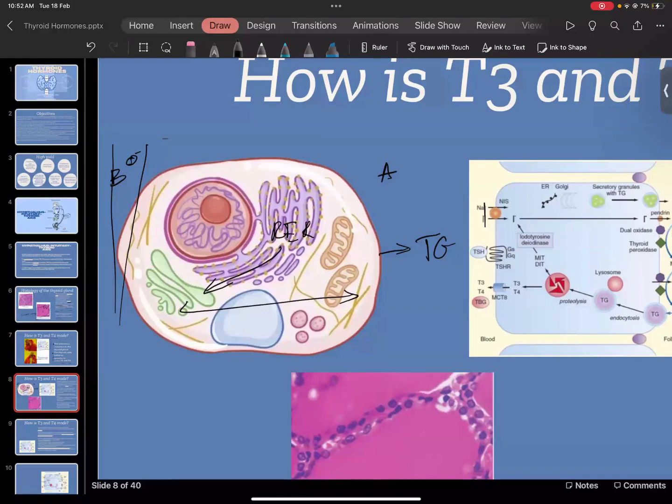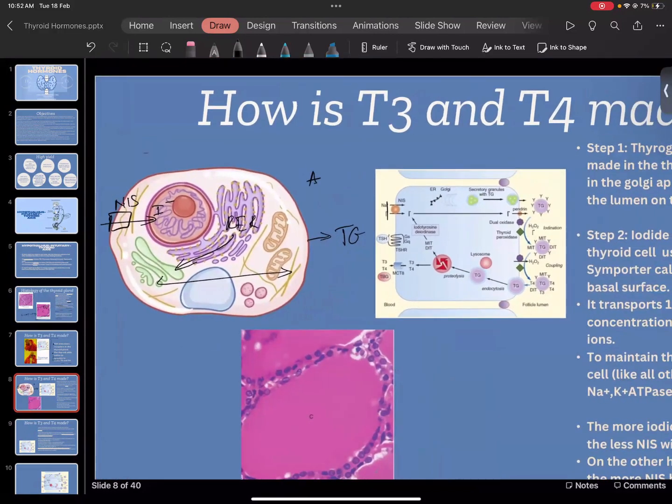The iodide reaches the thyroid cell, and it goes into the cell using a transporter called NIS. It's a protein transporter that takes in the iodide. N is for sodium, so Na. I is for iodide. And S is for symporter. So what does it do? It takes in 2 sodium ions and 1 iodide ion, and it brings them all together into the cell.